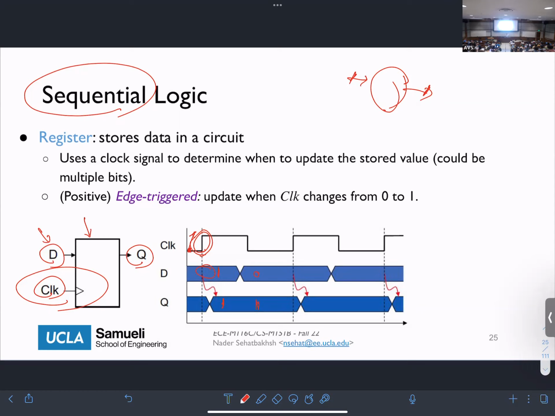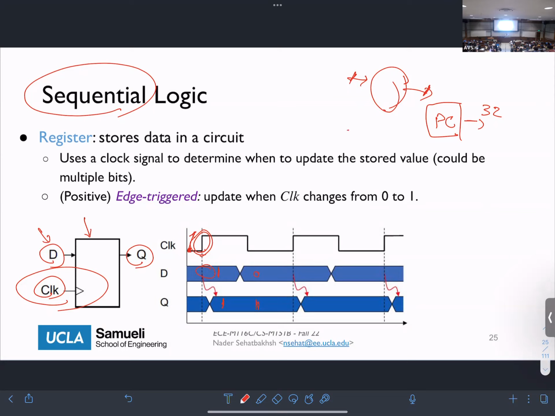Okay, and think about it. For example, for our PC, this is exactly what we want, right? PC is our register. It has 32 bits. And it generally doesn't change its value. It always stays the same. Only when we finish the instruction and we want to move on to the next instruction, that's when we want to update this value of PC.